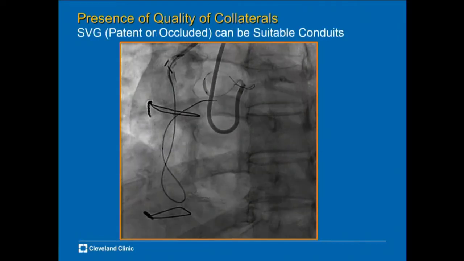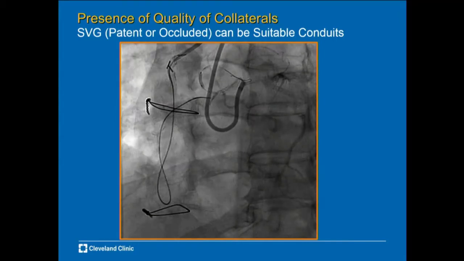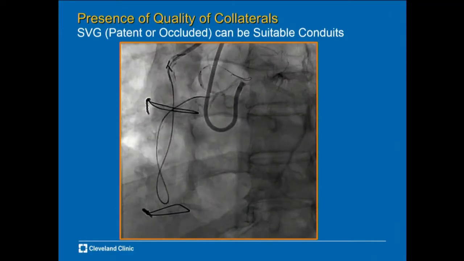And let's not forget about vein grafts. Occluded vein grafts, patent vein grafts, all of these can be used for retrograde conduits. This is a patient with an anomalous right coronary artery where we went down an occluded vein graft to perform reverse CART.